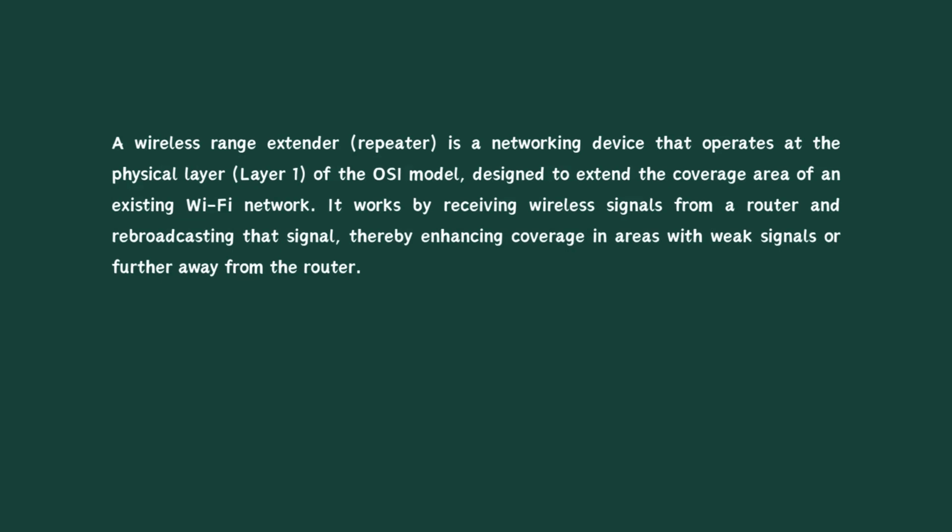A wireless range extender, or repeater, is a networking device that operates at the physical layer, Layer 1, of the OSI model, designed to extend the coverage area of an existing Wi-Fi network. It works by receiving wireless signals from a router and rebroadcasting that signal, thereby enhancing coverage in areas with weak signals or further away from the router.